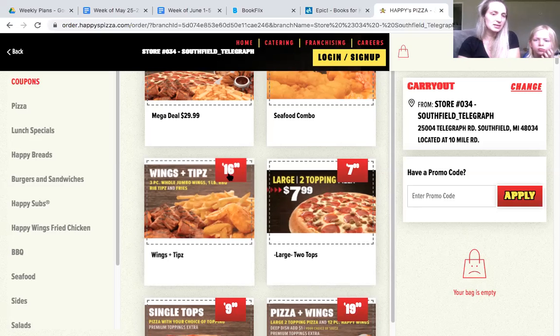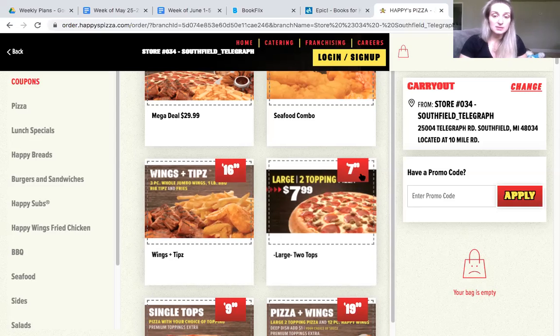So $16.99. The large 2-topping. We have 7 in front of the decimal, 99 after the decimal. So $7.99. So for the wings and tips, we have $16. For the large 2-topping, we have $7. We always look at the number in front of the decimal first. Which one is more? Take a second and think. Maybe point to the video on your screen or say the answer out loud to someone who is sitting near you.